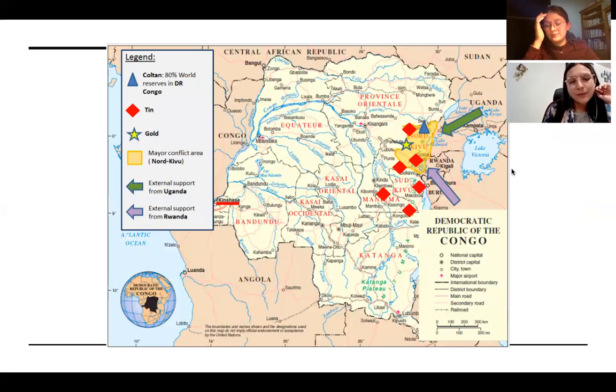Finally, in this image, we can see the movements of the Ugandan and Rwandan armies into the territory of the Congo. So that would be all for the First War.